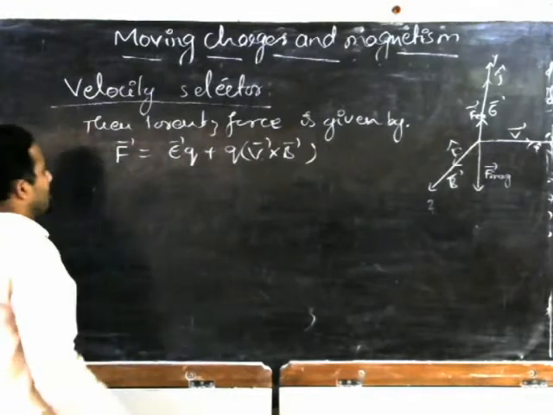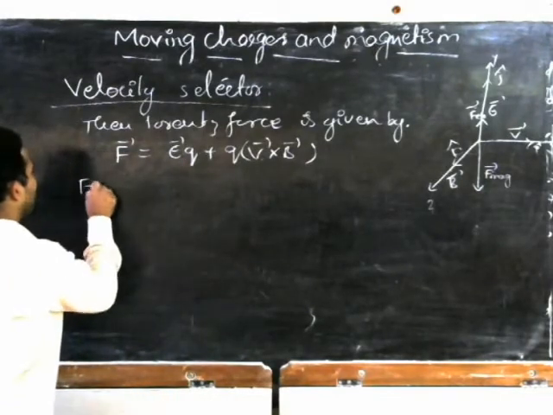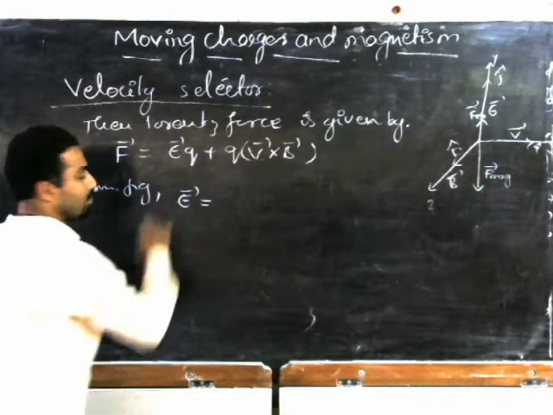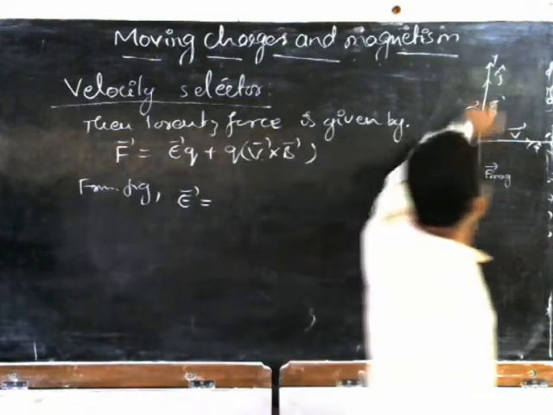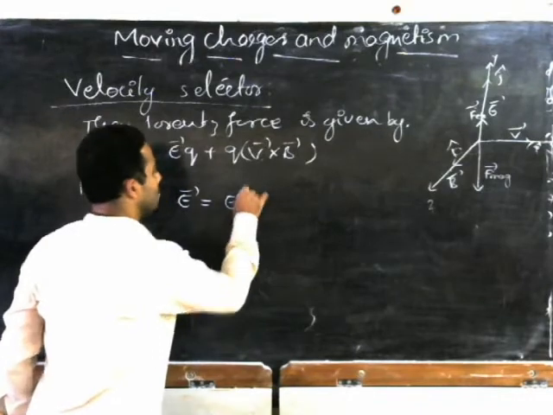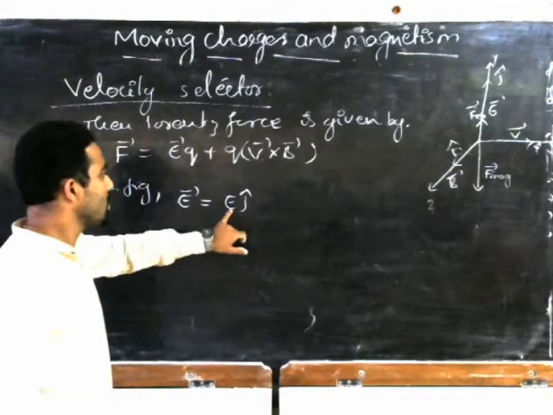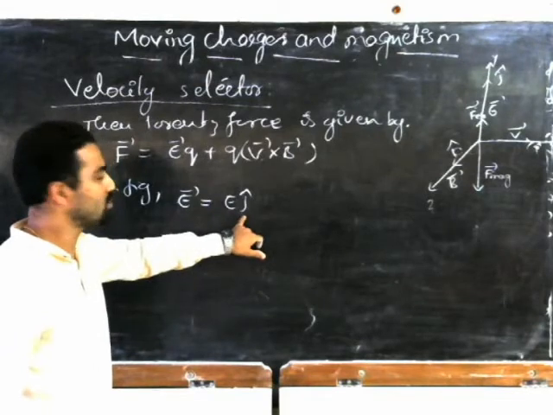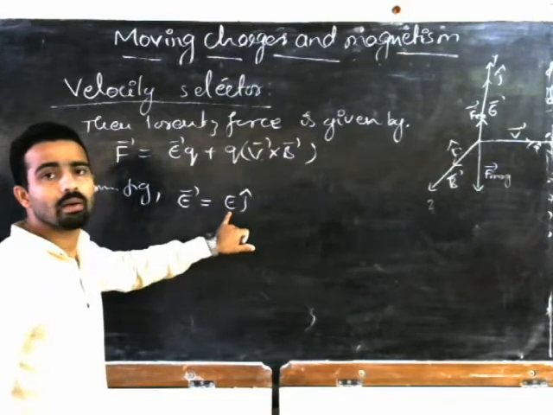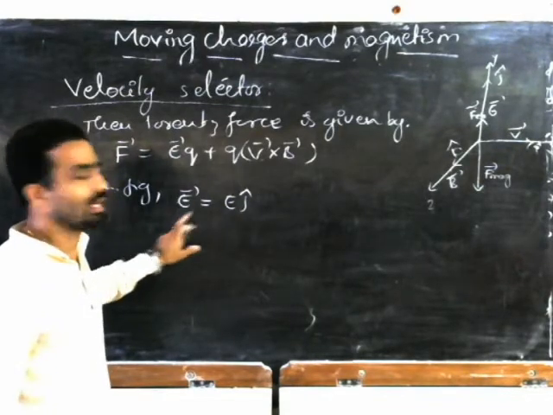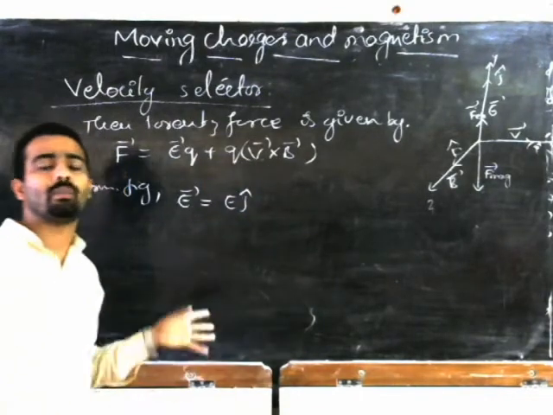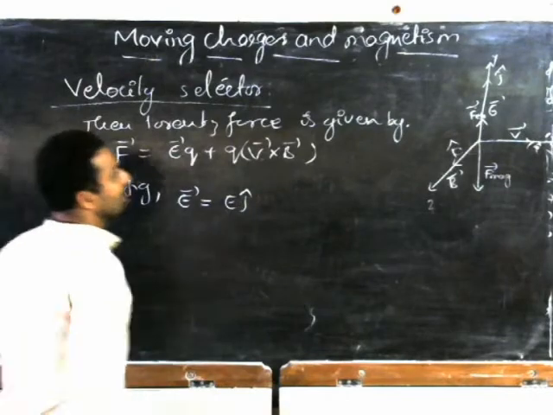So let me write from the figure, vector E. How to write the vector E? Vector E is along the y-axis. It can be written as E into j cap. Here E means it is the magnitude, j cap means its unit vector. This indicates the direction, and this indicates the magnitude. That is why it is a vector quantity. It has both magnitude and direction. We split it into magnitude and direction. It can be written like this.